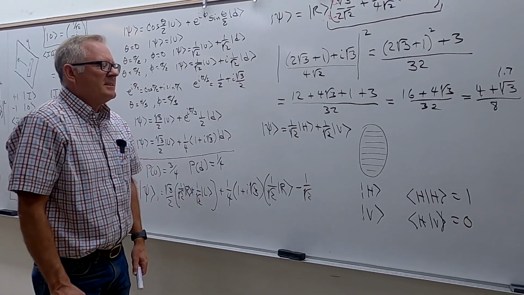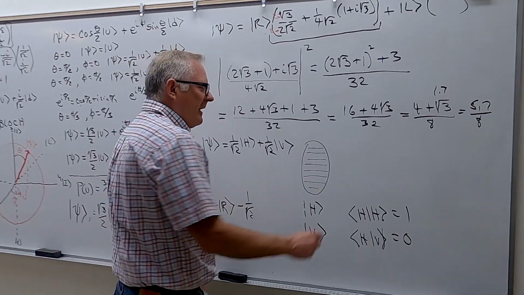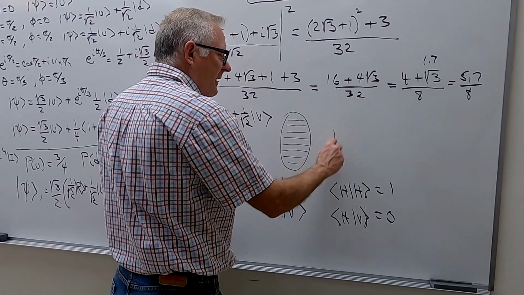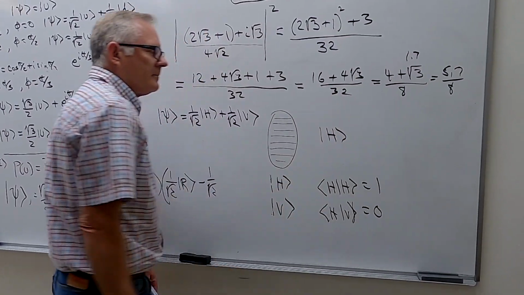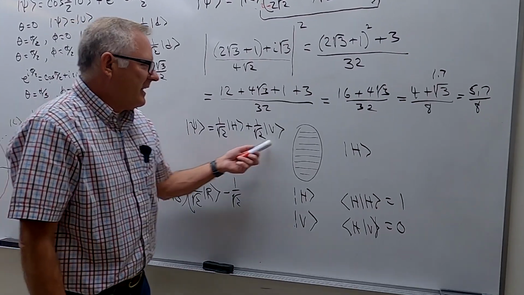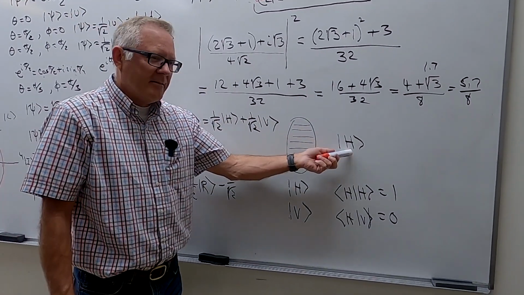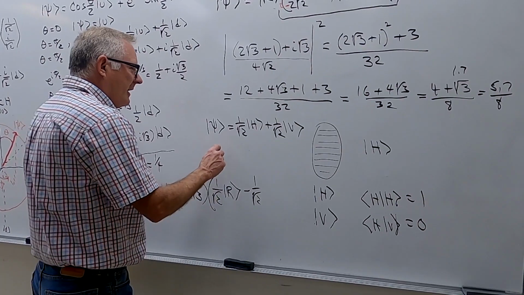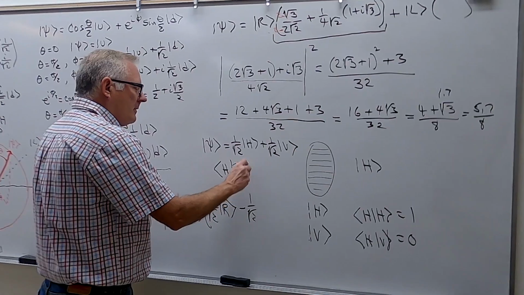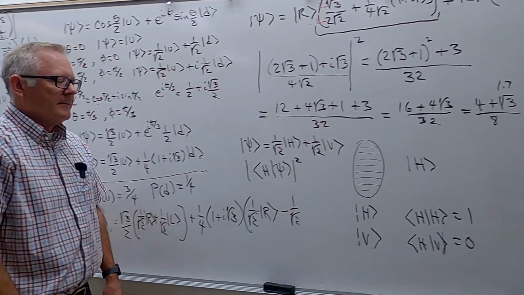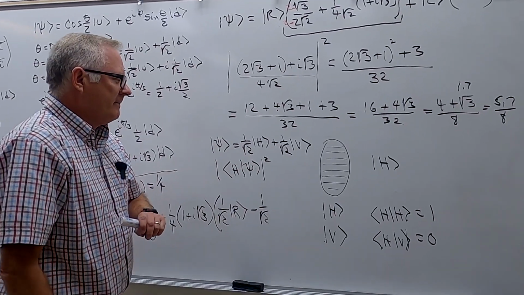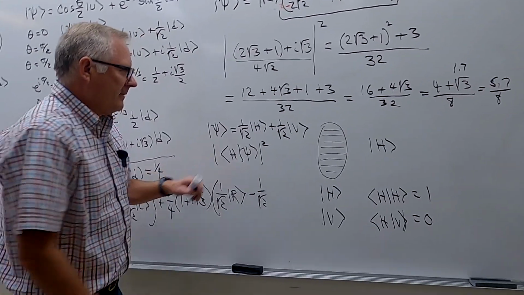Now, the only light that's going to get through here is the horizontal one. The vertical one won't get through, so any light that gets through here is just H. So I can say, what is the probability, given this, that you'll get H right there? Well, we do the same thing. We just put in our H, and then we put in our psi, and we square it.